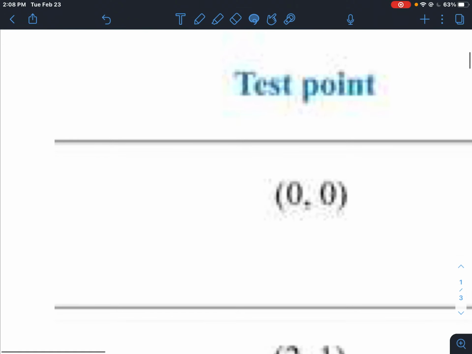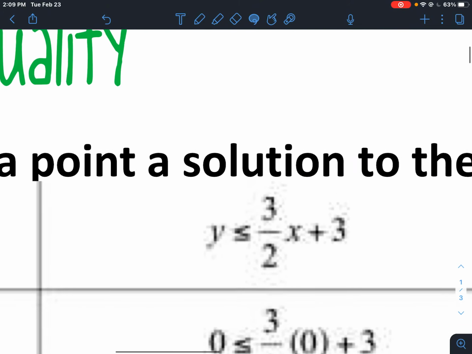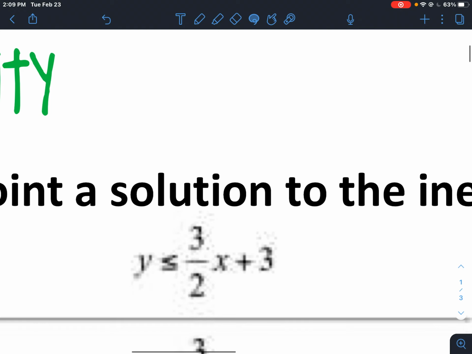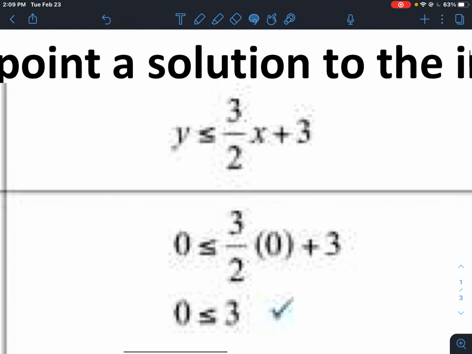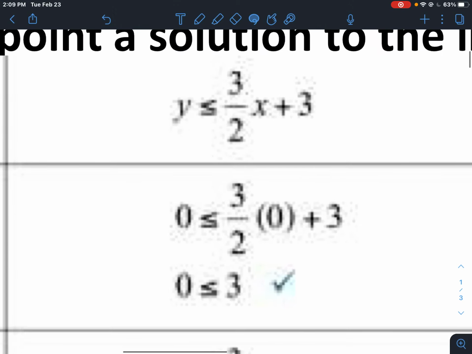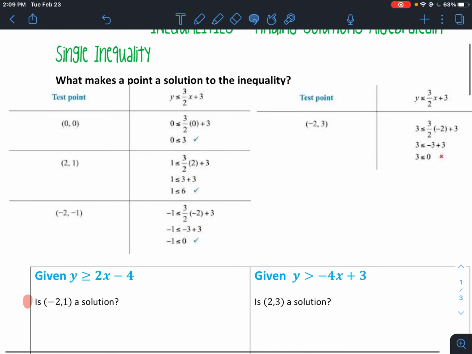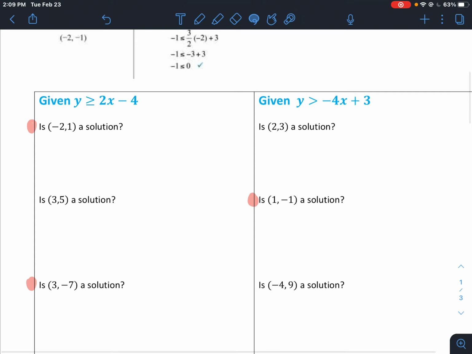But basically, we're going to take a test point. So in this case, 0, 0. We're going to use the inequality that's given. We're going to plug that point into the inequality to see if it makes a true statement or not. If it makes a true statement, it'll be a solution. If it does not make a true statement, it is not a solution. So to start off with, I have a couple problems that we'll do in this first section, and then I'll do a problem with you in the second section.